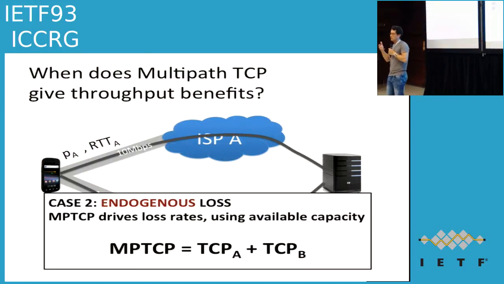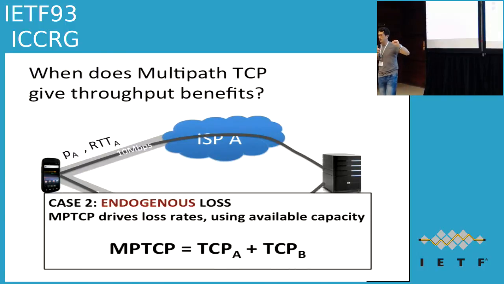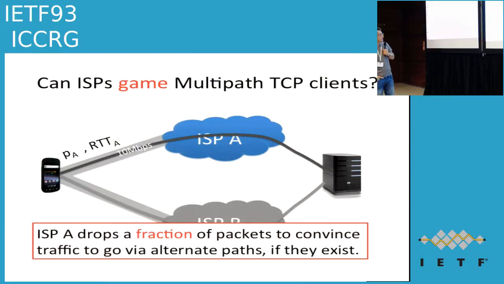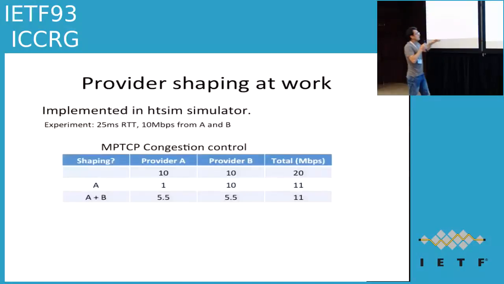So if you don't do anything, if you don't mark in any way, MPTCP will get TCP A plus TCP B. Now, what the operator can do is to try to mark to move traffic away. It's the same formula. And here are the results.